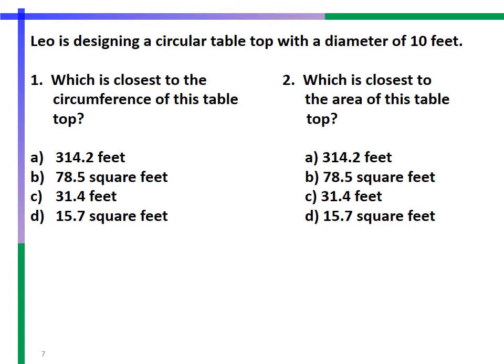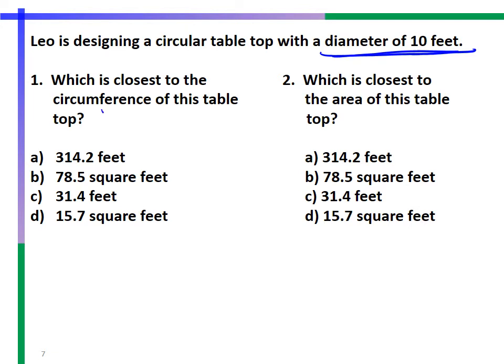Leo is designing a circular tabletop with a diameter. I'm going to underline that key phrase here. Diameter is 10 feet. So question one, which is closest to the circumference of the table? Number two, what's closest to the area of the table? And so let's go ahead and do some math here.